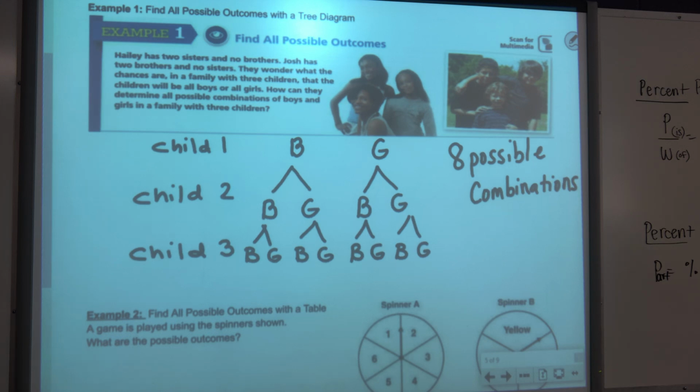So that's a tree diagram. You start with the possible options or outcomes, and then you list the possible outcomes in a tree format. So again, there's 8 possible outcomes.